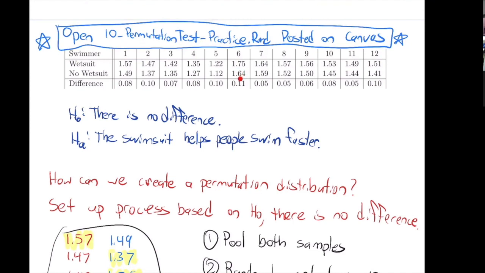So the fact that this person has a 1.64 max velocity without this fancy wetsuit, compared to this person who has a slower speed with the wetsuit, right? Comparing these 2 values doesn't really tell me anything, other than this person swims faster than this person. Not anything about the wetsuit necessarily.